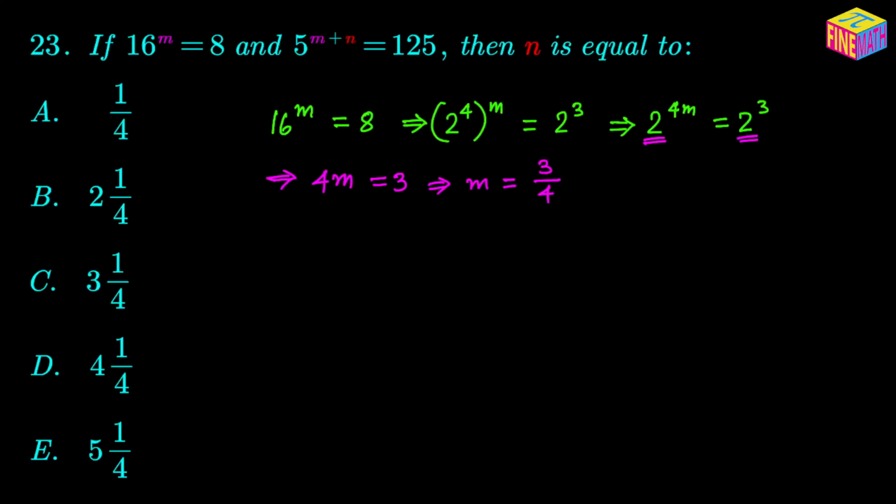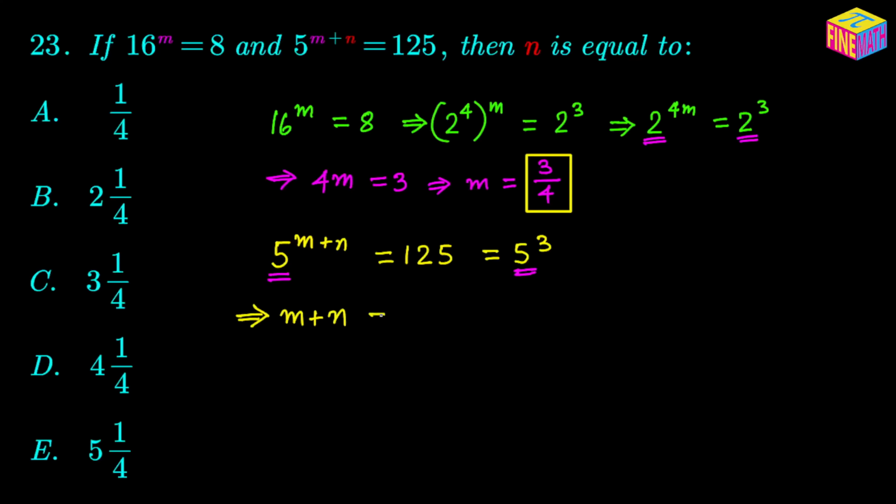Now we are going to use this result, the value of m, in the other equation that has been provided here. So what do we have there? We have 5 to the power m plus n is equal to 125, and 125 is actually 5 cubed. So here you can see we have been able to bring them to the same base on both sides of the equal sign. Now we can compare the exponents. The exponents have to be equal, so m plus n will be equal to 3.